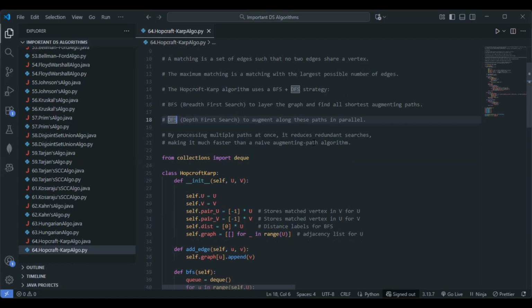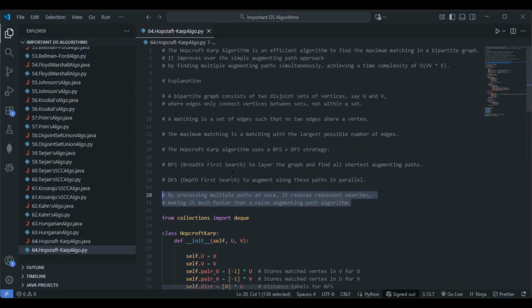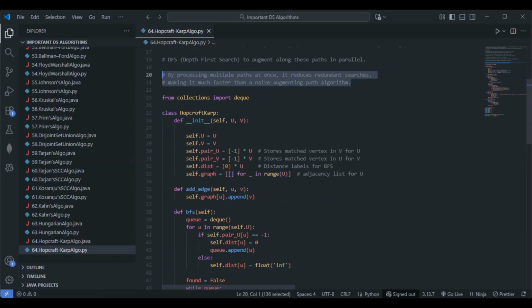By processing multiple paths at once, it reduces the redundant searches. So this is one of the biggest advantages, making it much faster than a naive augmenting path algorithm, right? Now let's try to implement the same thing in the form of code.